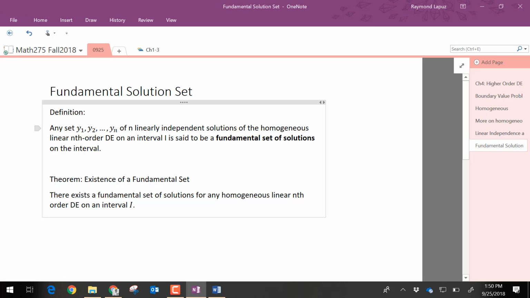All right, so the definition is that if you have a list of functions that are linearly independent solutions to an nth order differential equation, you have to have n of these functions that are linearly independent. Remember those little functions? Then, if those are all linearly independent solutions to your differential equation, that's called a fundamental set of solutions.